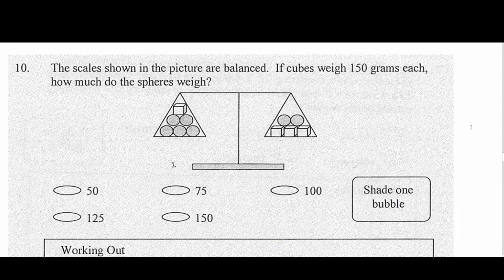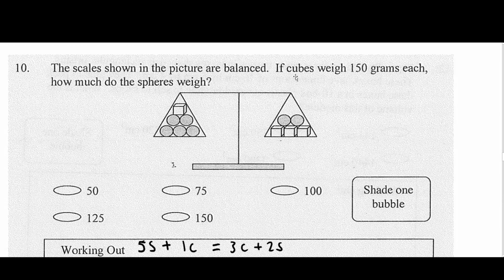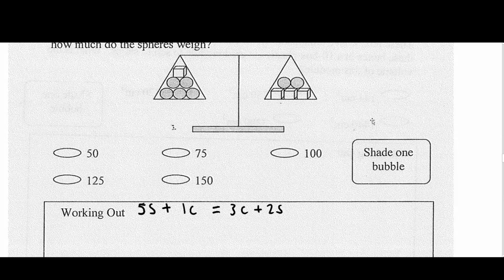Number 10. The scales shown in the picture are balanced. If cubes weigh 150 grams each, how much do spheres weigh? All right, so we've got 5 cubes, 5 spheres plus 1 cube is equal to, because these are balanced, they're equal, 3 cubes plus 2 spheres.